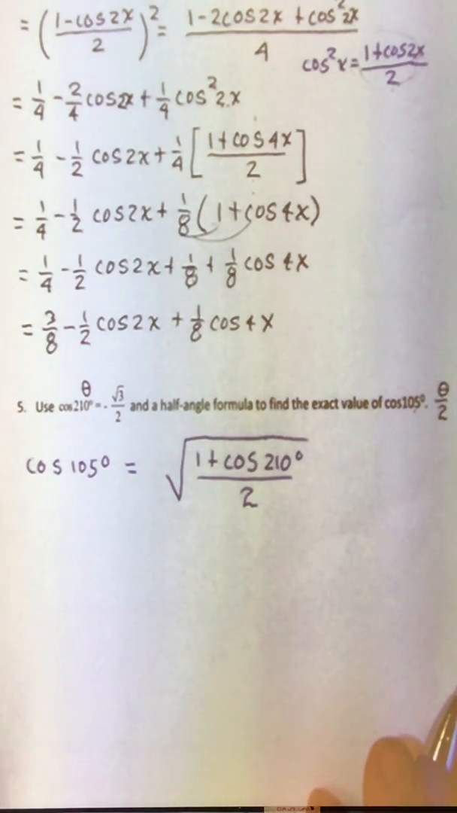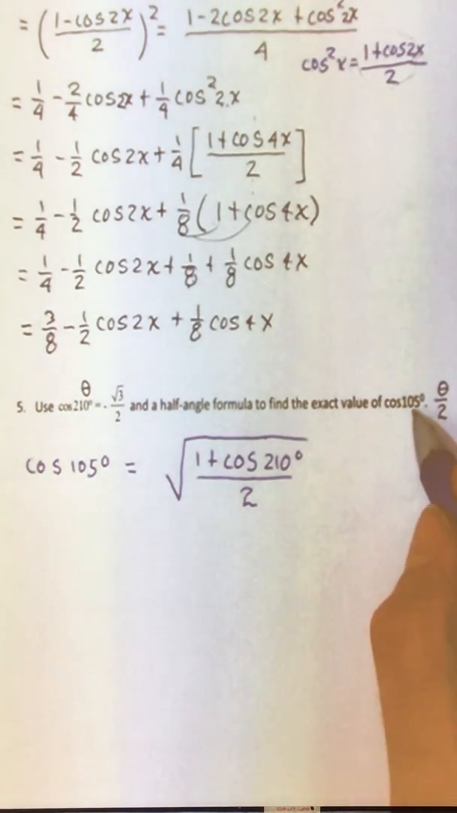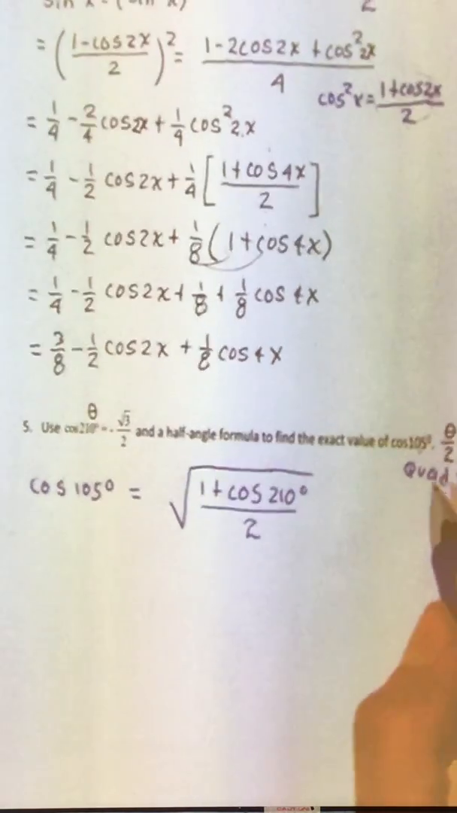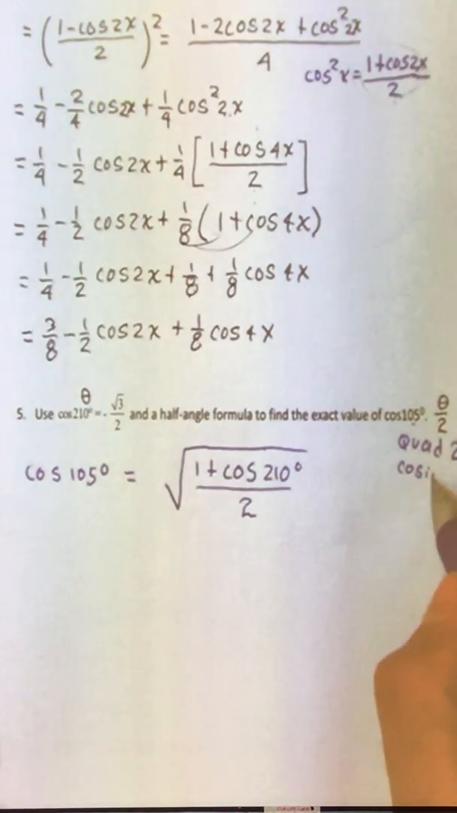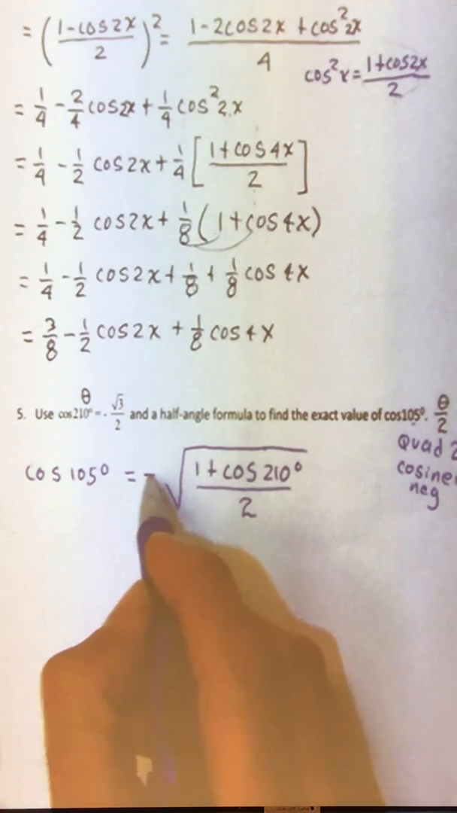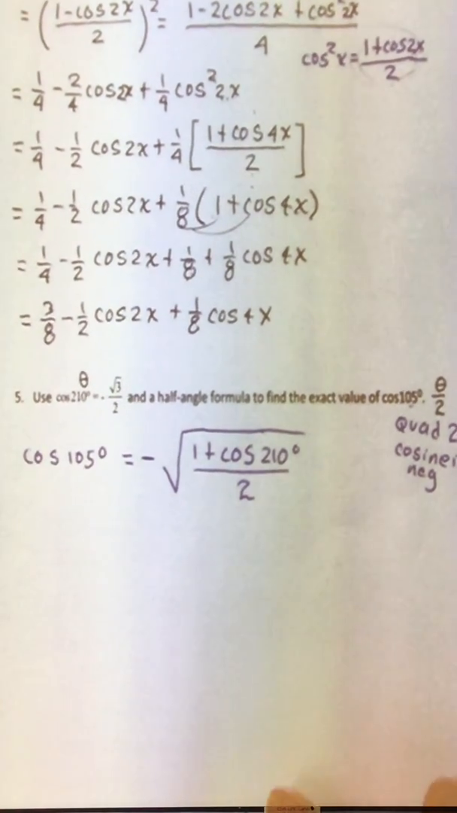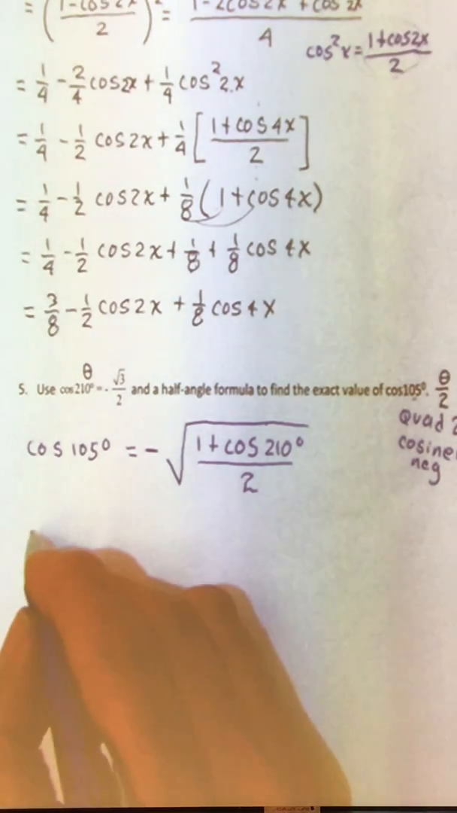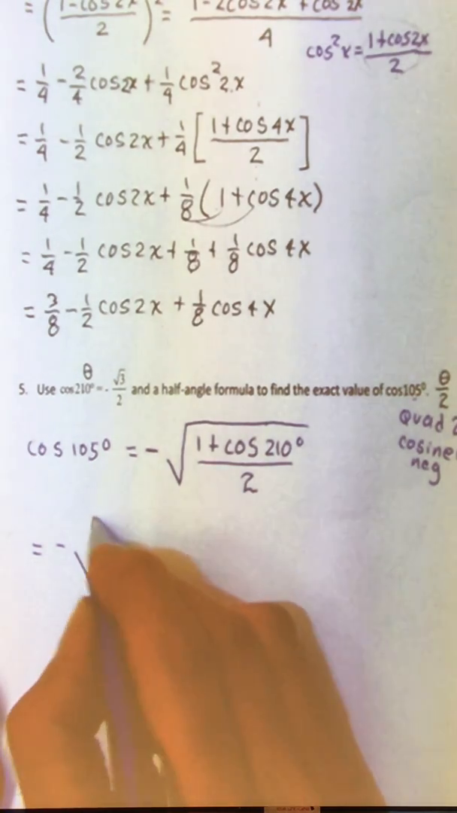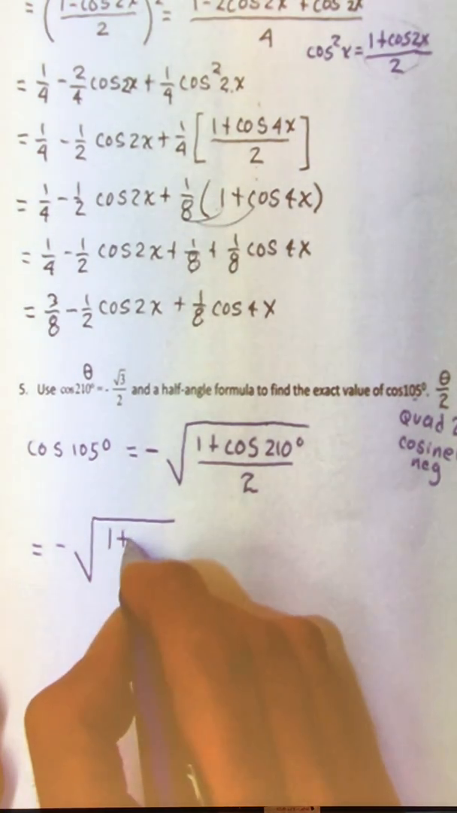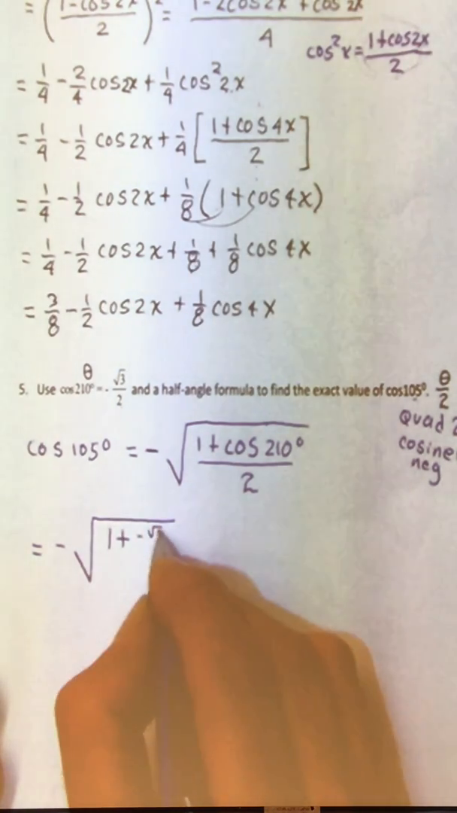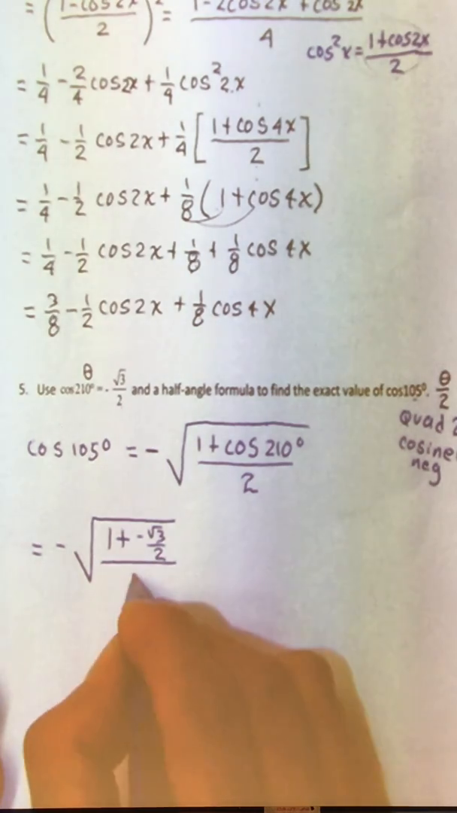Okay. Now, the angle that we wish to find, 105 degrees, is in quadrant 2. And in quadrant 2, cosine is negative. So we will choose the negative in the formula for the half angle. Now we just work this out. Cosine of 105 degrees is minus the square root of 1 plus, what is cosine 210 that was given, negative root 3 over 2. And all of that is divided by 2.